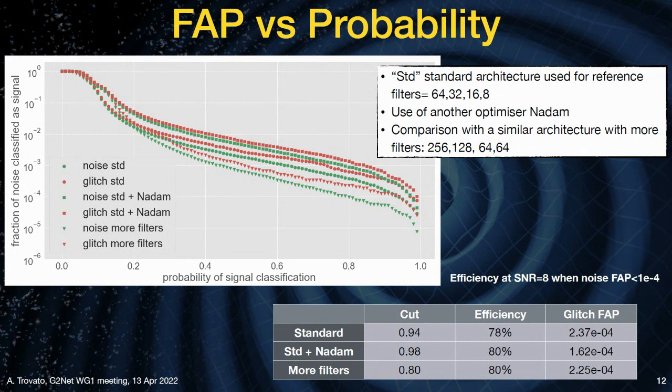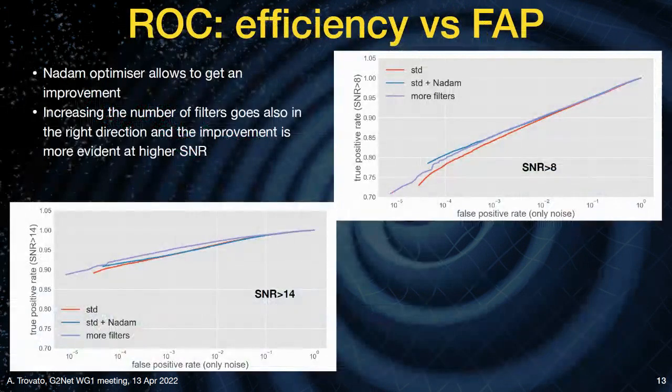And of course, what you need is to put together the efficiency and the false alarm rate with the ROC curve. This is an example with two different thresholds in SNR. This is SNR 8, this is 14. The performances are quite similar. It seems that NADAM helps a bit. And of course, with more filters, the training time is also much longer.